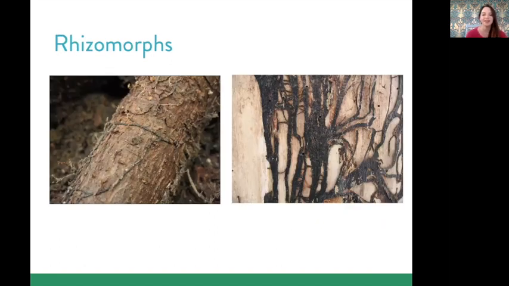Rhizomorphs, these things, well, they came from the Upside Down in Stranger Things. They are black shoestring-like strands of fungal growth that can spread up to 10 feet from an infected tree or stump to infect healthy roots.